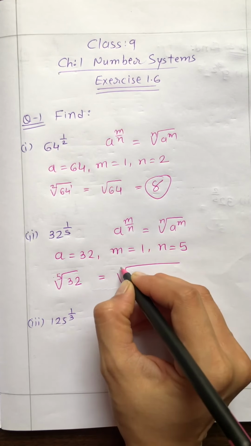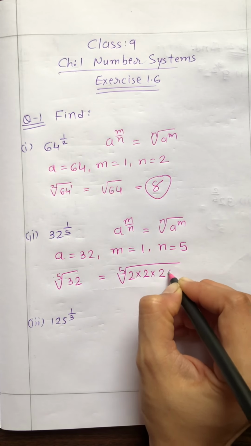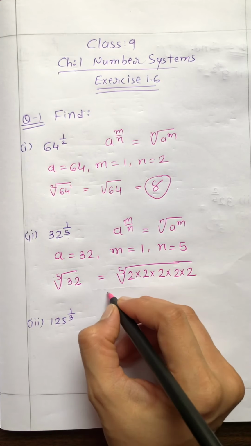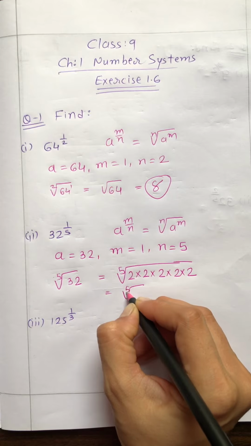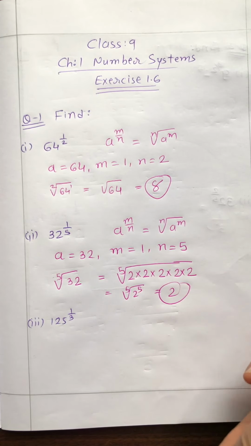We know that 32 is 2 multiplied by 2 multiplied by 2 multiplied by 2 multiplied by 2. So, can we write it this way? Fifth root 2 raised to 5. So, answer is 2.